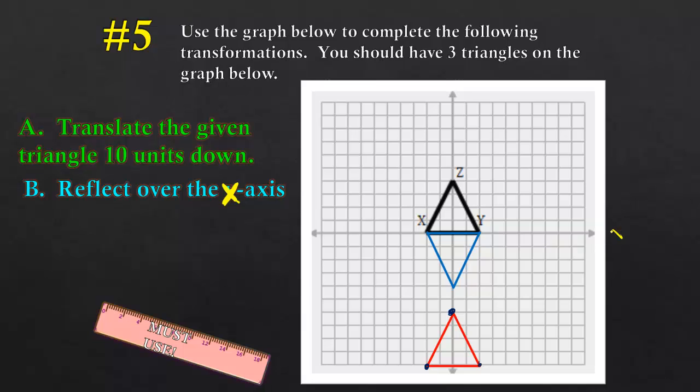Because remember, here's your x-axis, here's your y-axis. So if it's reflected over that axis, that's basically saying, okay, if I put a mirror there, what would it look like? So see, if I put a mirror here on this y-axis, the triangle wouldn't change. The way I labeled it would change, but the triangle itself would not.